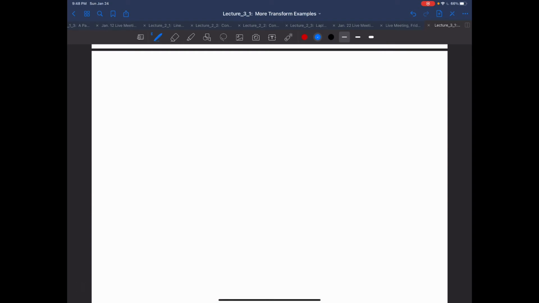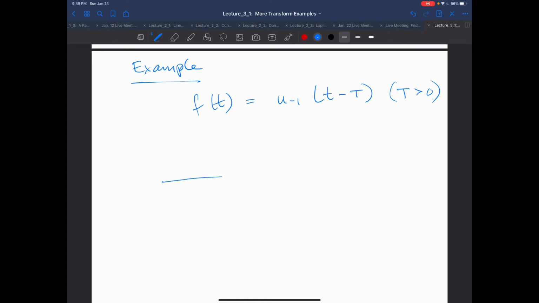Let's take a look at another example of a Laplace transform. This is going to be a version of the unit step that is shifted in time. So u minus 1 of t minus capital T. Let's suppose that capital T is positive. In that case, the graph of this function looks something like this. The function is 0 until little t equals capital T, and then it jumps up. Then we get our unit step.